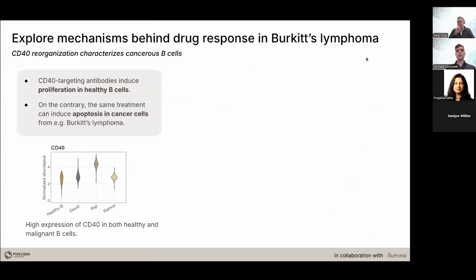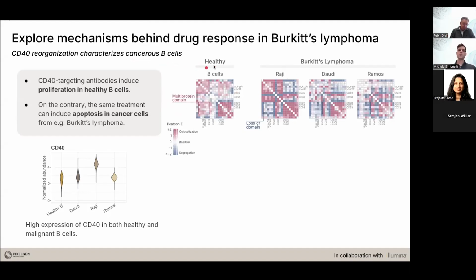The background here is that we wanted to explore the mechanisms behind the drug response in Burkitt lymphoma. One important marker is CD40. CD40 targeting antibodies induce proliferation in healthy B cells, but on the contrary, the same treatment induces apoptosis in cancer cells. So it would be very important to understand if there are spatial differences that might explain this different response.